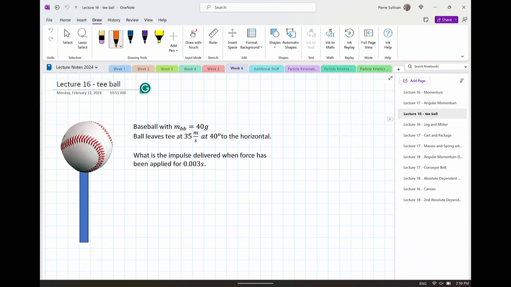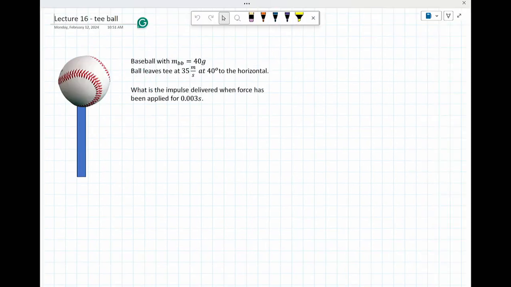So I have a baseball, and I have placed it on a tee. In the process, I'm going to hit it, and the ball leaves the tee. The mass of the baseball is 40 grams. The ball leaves the tee at 35 meters per second at 40 degrees to the horizontal. What is the impulse delivered when the force has been applied for 0.03 seconds?